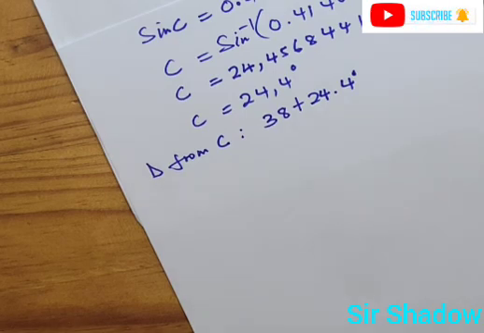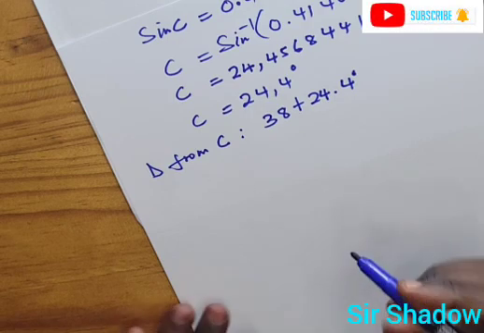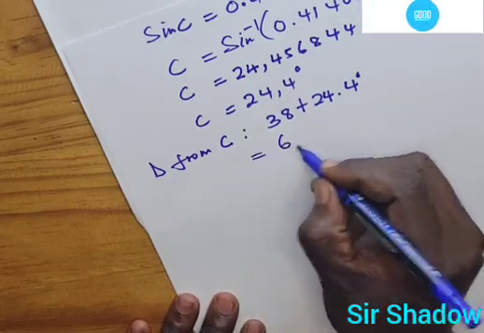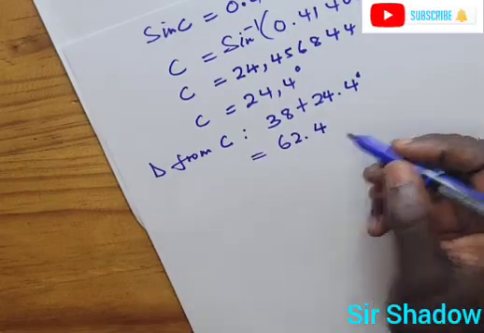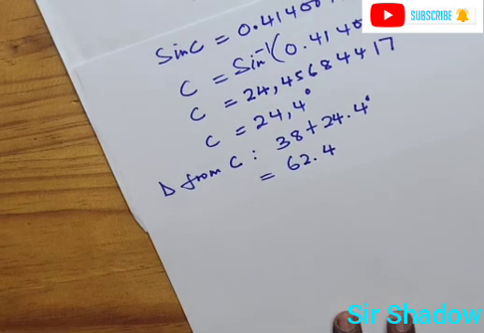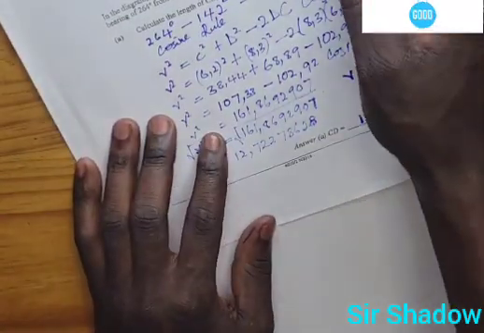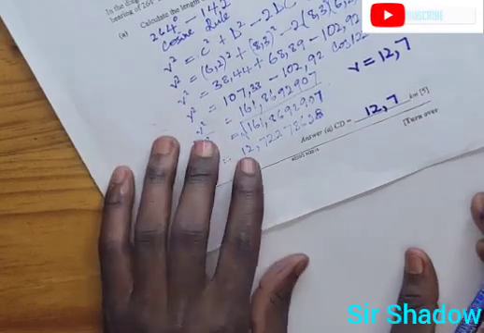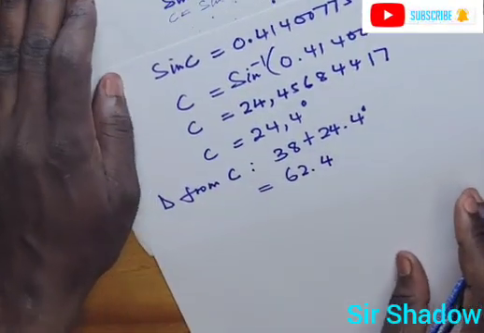38 plus 24.4 equals 62.4. But remember, we want to find this angle, the bearing. So we have to say 360 minus the answer we got.